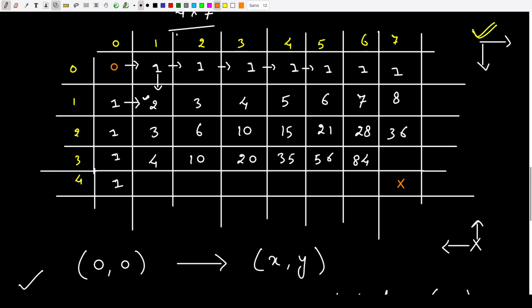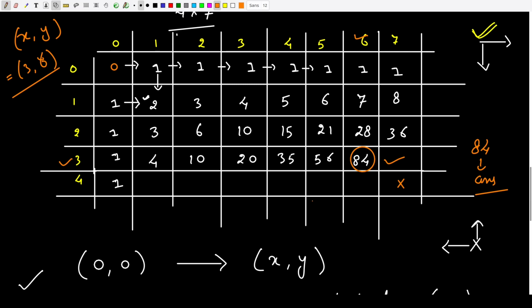And the total number of paths to reach x comma y will be how much? So x comma y we wanted to reach, the value of x is 3 and the value of y is 6. So the total number of paths needed for 3 comma 6 is 84, and this is what we are going to return. So 84 is our answer. So that's the general idea, folks.